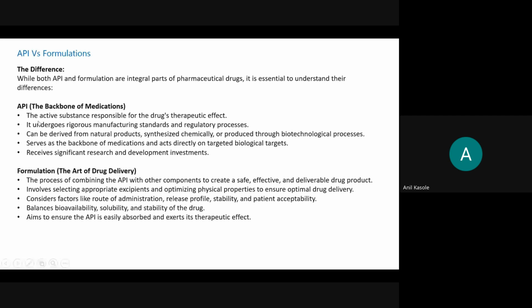So tomorrow's session will be very interesting, to understand how we, as instrumentation and automation or process engineers, right, can play a great role in API as well as in pharmaceutical manufacturing. We can see tomorrow. But for now, this is API, and formulation is the process of combining API with other components to create a safe, effective, and deliverable drug product.